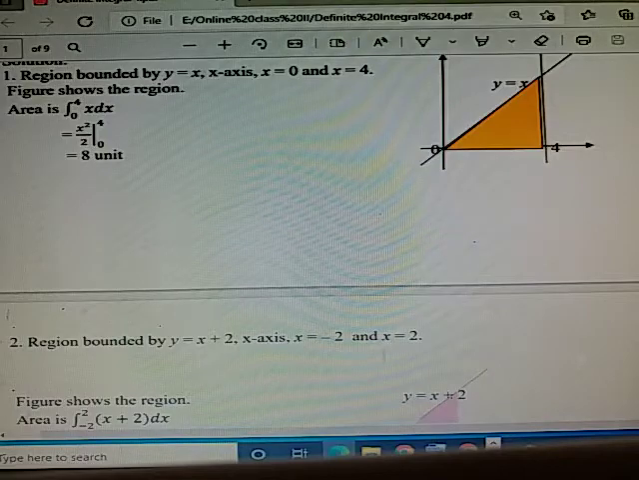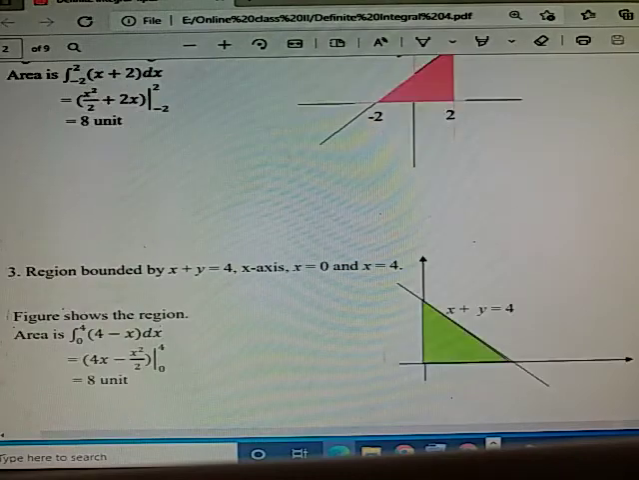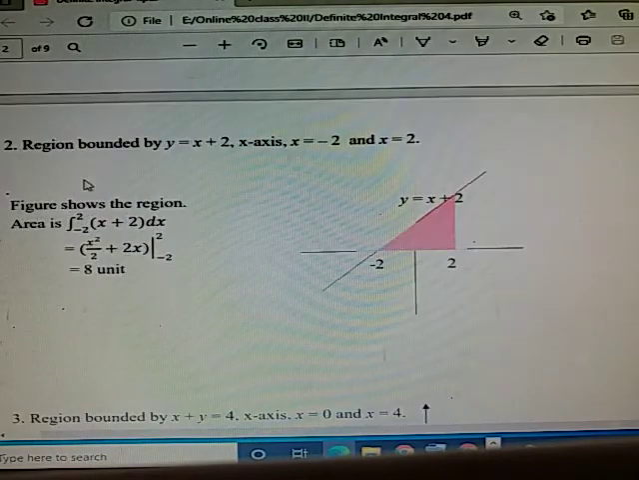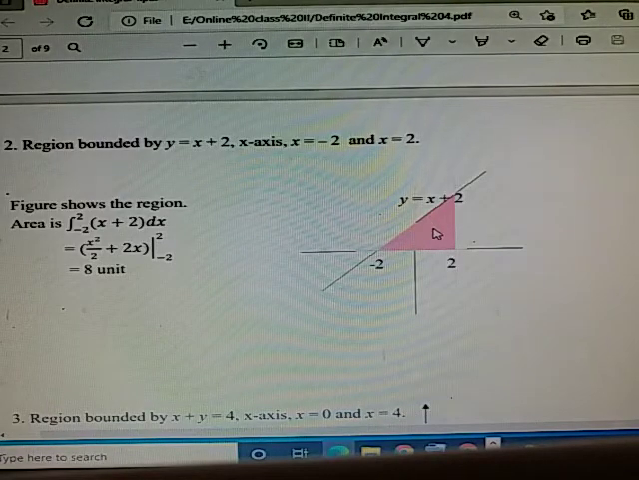Next one, number 2. This is also a straight line, which is y is equal to x plus 2, x-axis, x equal to minus 2, x equal to 2. We are integrating x plus 2 from minus 2 to plus 2. So there is no negative value here, from minus 2 to 2. So this is the area here.